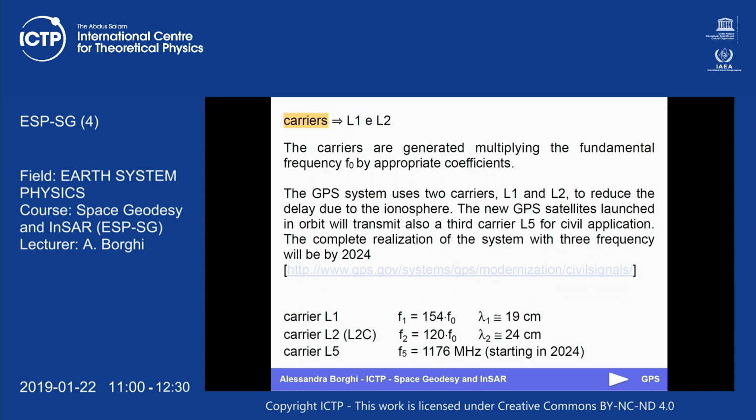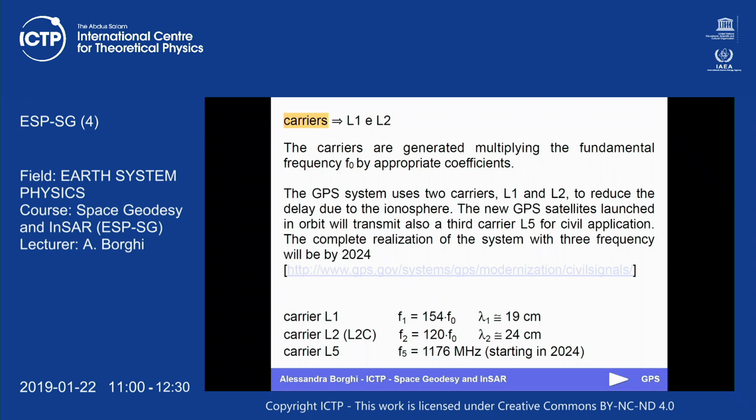And we have 2 carriers, L1 and L2. The difference is obtained by multiplying the fundamental frequency by 2 different terms, and we have 2 different wavelengths. L1 has a wavelength of 19 centimeters. L2 has a wavelength of 24 centimeters.